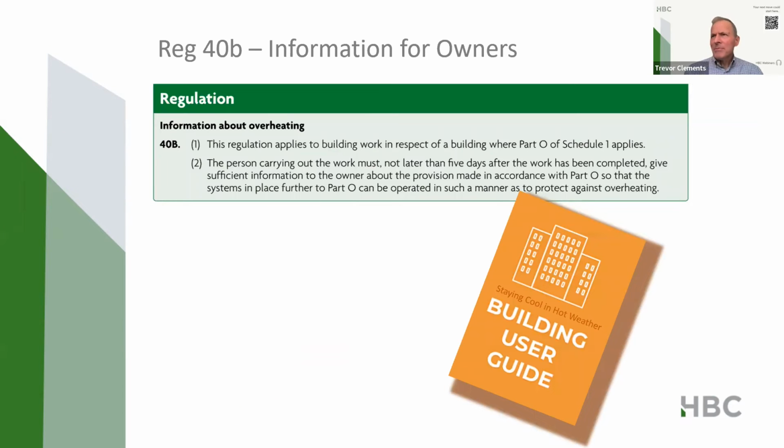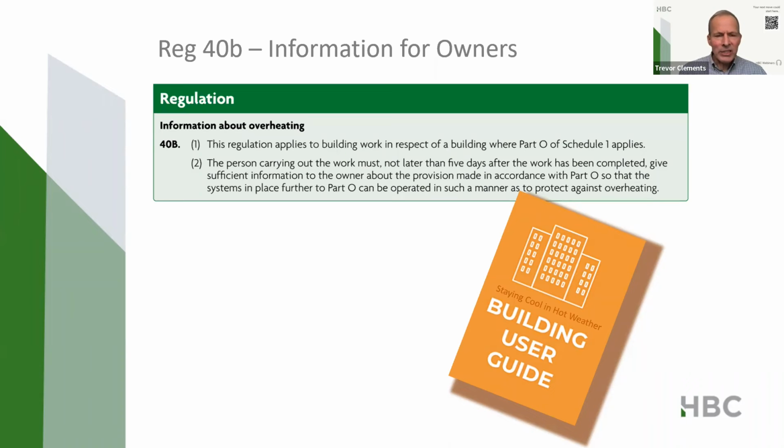We're on the run-in now. I mentioned I was going to talk about Regulation 40B. This relates to information for owners, and there it is, the regulation itself applying to work where Part O applies, and it says that the person carrying out the work, not later than 5 days after the work has been completed, must give sufficient information to the owner about the provision made in accordance with Part O, so that the systems in place further to Part O can be operated in such a manner as to protect against overheating.